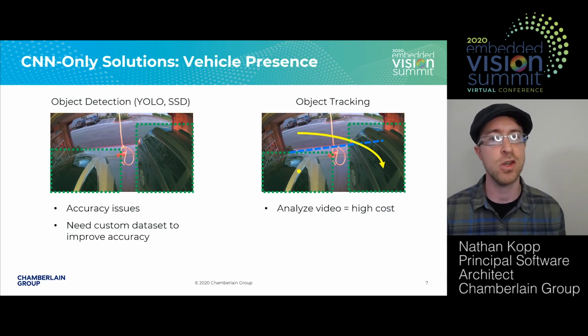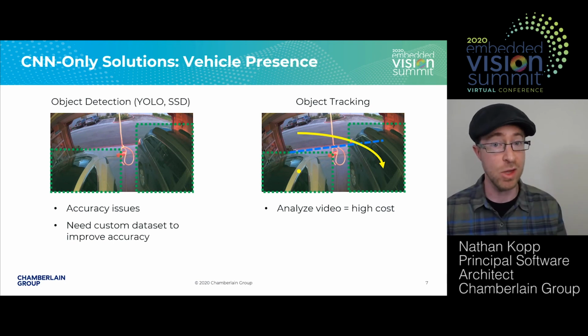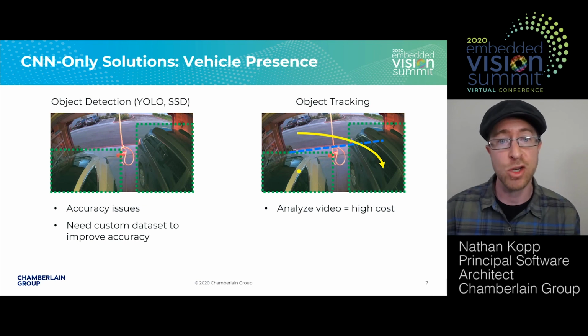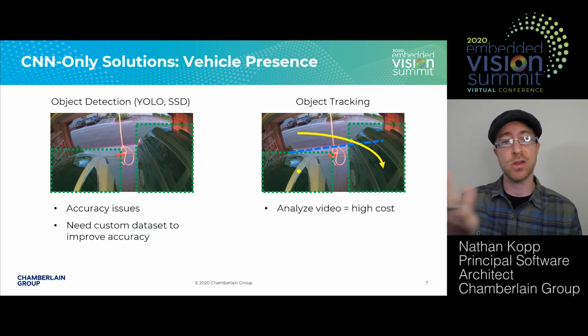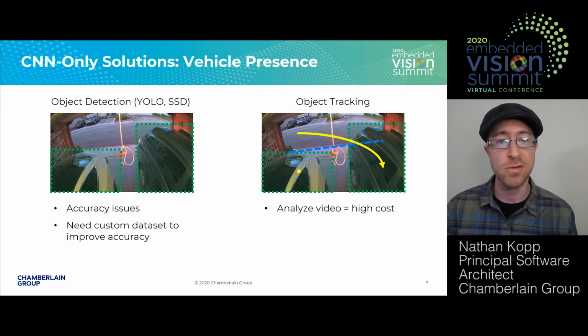So if you just take an off-the-shelf neural network with pre-trained weights, we didn't get very good accuracy. We decided to add another layer in there using video and object tracking, so we could actually see the vehicle entering. While the vehicle is more visible and we see more than just the back end of the vehicle, the neural networks get a higher hit rate.